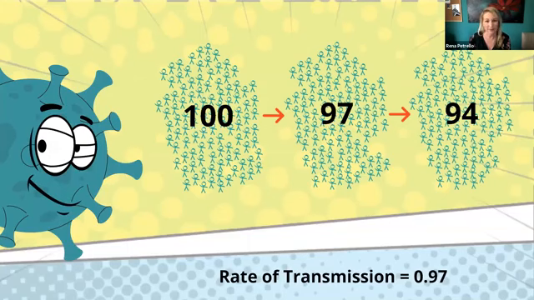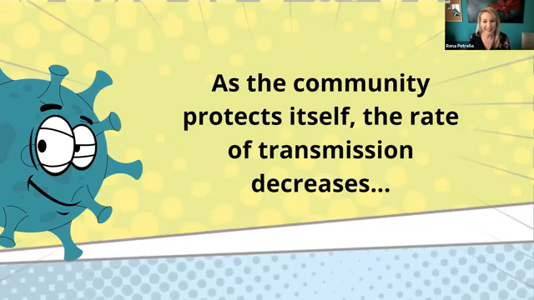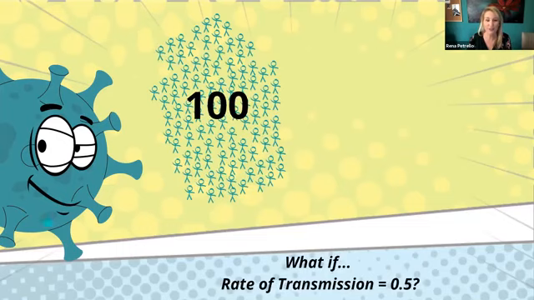very quickly. So what we want is for the rate of transmission, or the R effective number, to be as close to 0 as possible. Now we've seen that as a community protects itself, the rate of transmission decreases. So let's just suppose that the rate of transmission were the number 0.5. Now that's a half. And I know that sounds funny because we don't think of half of a person getting sick, right? But consider it this way instead.